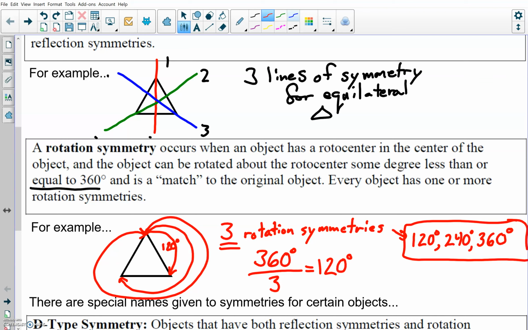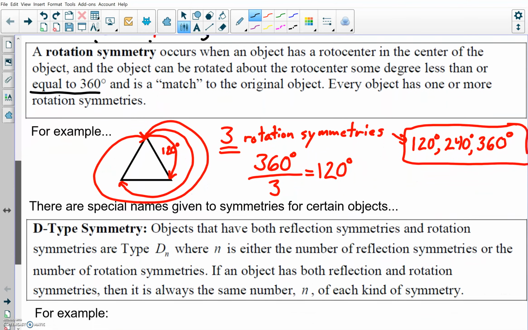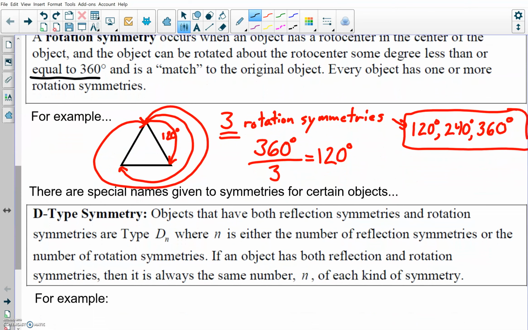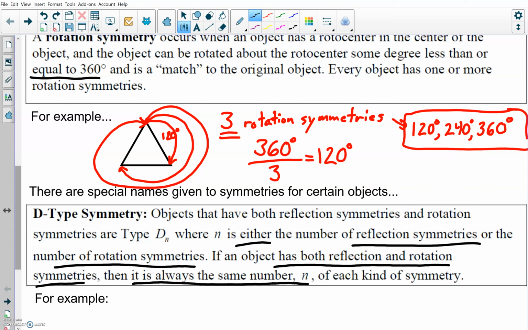You may be noticing that there were 3 lines of symmetry on the equilateral triangle and 3 rotation symmetries. Let's see if that's a trend. So D-type symmetry. Objects that have both reflection symmetries and rotation symmetries are type D sub n, where n is either the number of reflection symmetries or the number of rotation symmetries. And basically, if an object has both reflection and rotation, it is always the same number n of each kind.